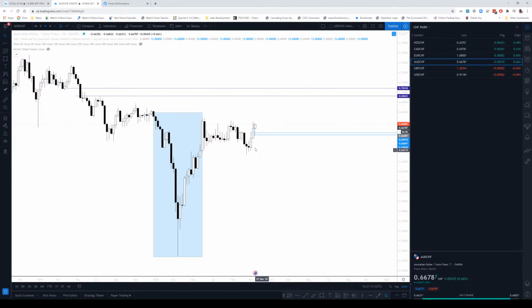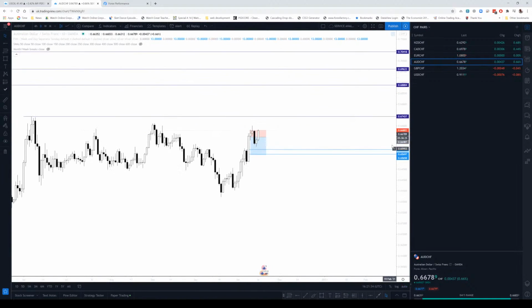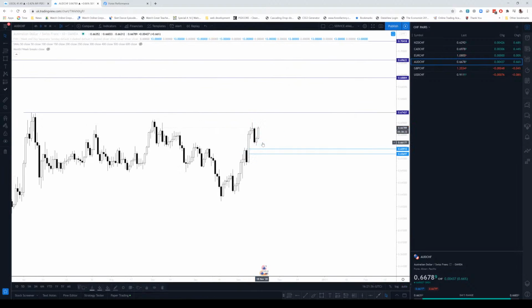On the weekly for now, absolutely nothing to stop price now apart from highs. So this will be an upside objective, and then it's just highs, nothing in there. So back to the daily. Let's get rid of that.